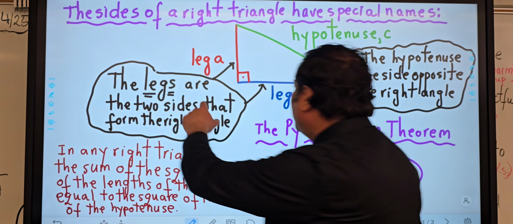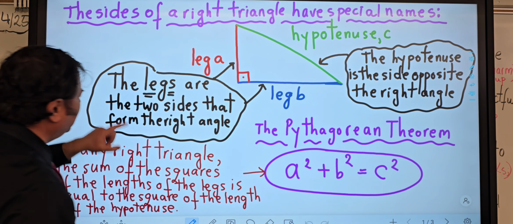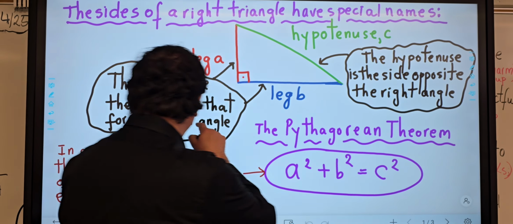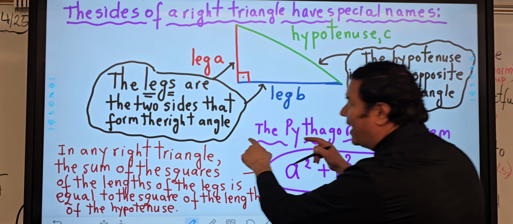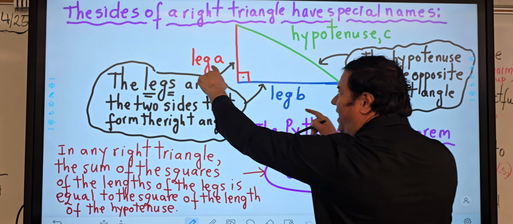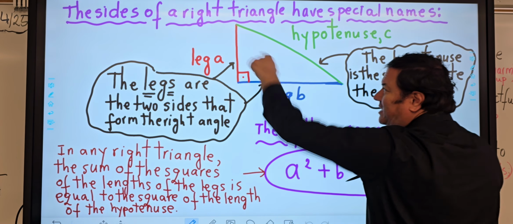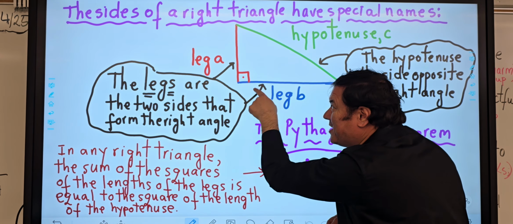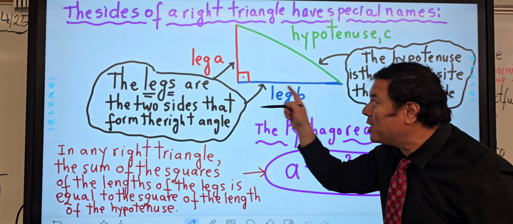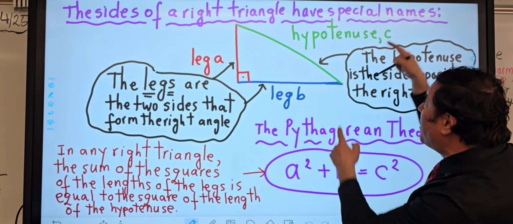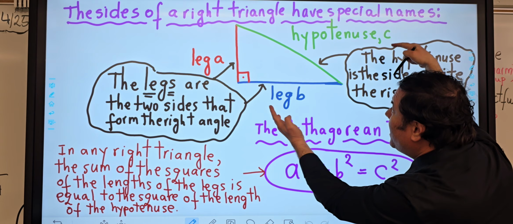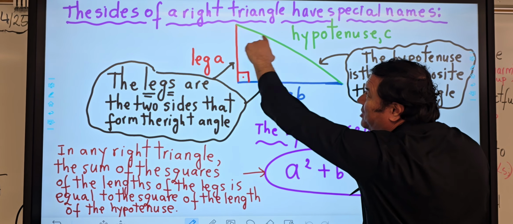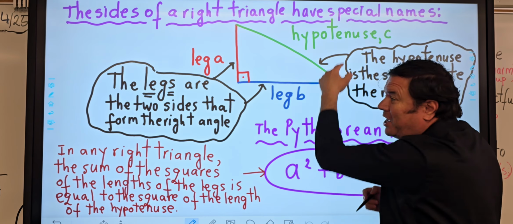Okay, take a look. Leg A and leg B, right? The legs are the two sides that form the right angle. Leg A, leg B, both of these sides form the right angle. Right there, this is 90 degrees, a right angle. And the hypotenuse, C, is the side opposite the right angle.